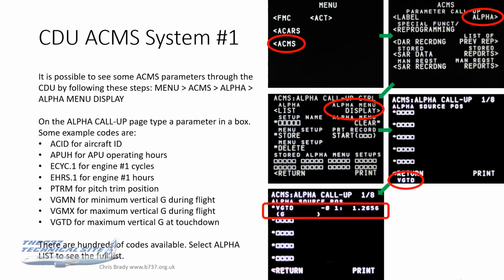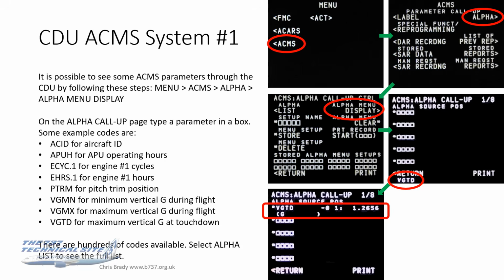Now, if you want a more detailed look at parameters, then this is a way to do it. So there are a number of different systems, two that I know of on the 737, and they've got different ways in and routes through, different sort of navigation trails through the menu. So I'll show you them both. This is the first one.